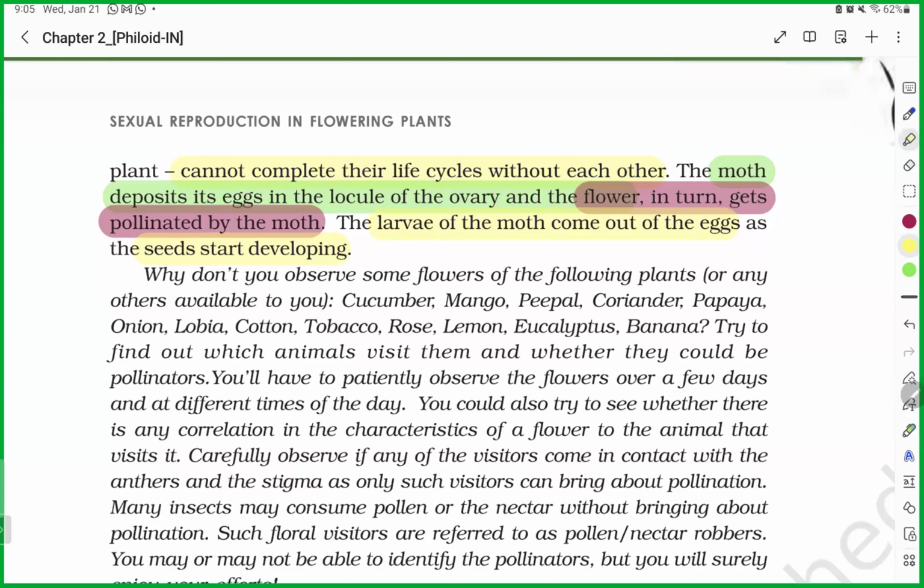These words are keywords rather than important keywords. Coleoptile, coleorhiza, perisperm, scutellum: you will never forget these topics, because they are extremely popular. But a small word will make a huge difference, like here, flower pollinated by the moth, not fruit. Any doubt, guys?